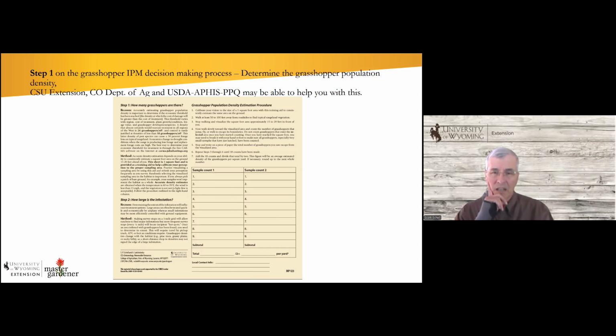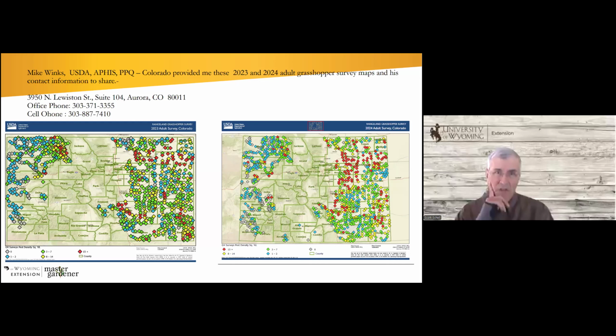I mentioned the APHIS PPQ. They have a long history. It goes back to when the federal government first got involved with grasshopper control after the Rocky Mountain locust disasters in the 1870s. Because grasshopper outbreaks can occur that cross political boundaries and are very extensive, that's how they historically became involved. But they still maintain surveys to try to give warning to people as far as how bad grasshopper populations might be and how damaging they can be.